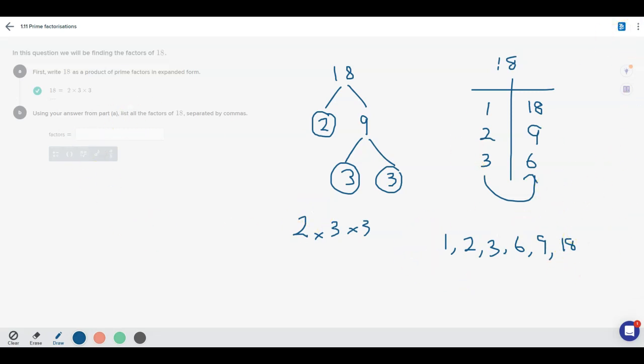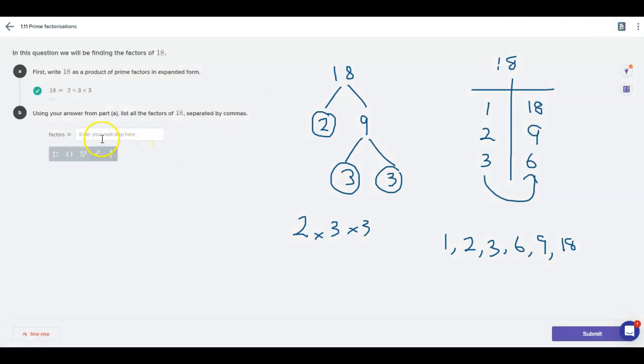So while we didn't do it using the table that they've asked for, we certainly have found all the factors. So if we come back over here and put them in, remembering to separate by commas, so 1, 2, 3, 6, 9, 18, that will be the correct answer. Okay, so again, if you want to try and do the table, that will work, but I personally find this method to be a lot easier and less confusing, unless you're really good at finding all the combinations.